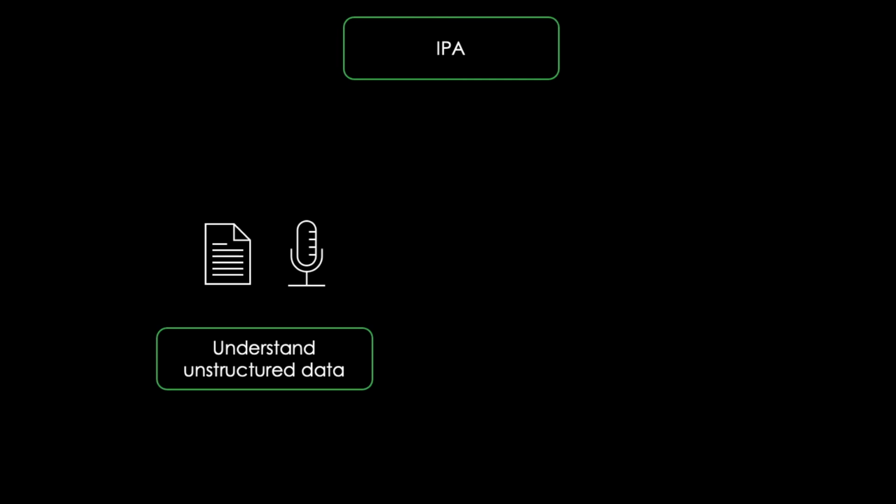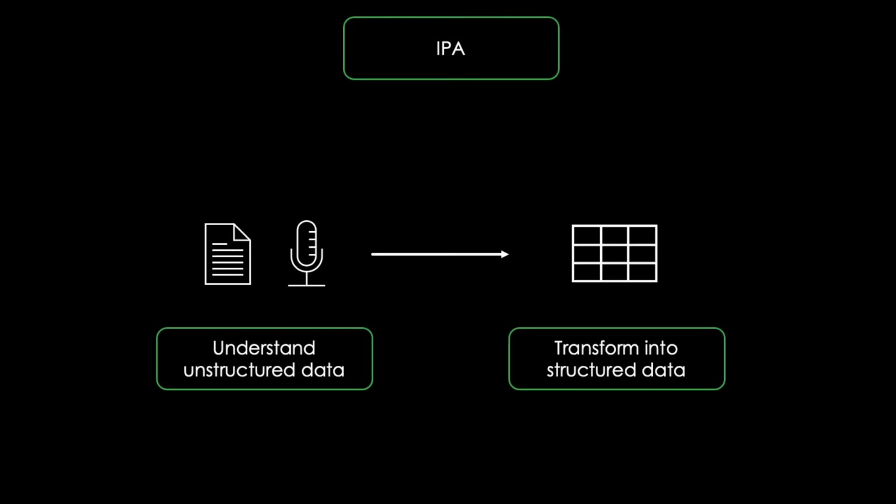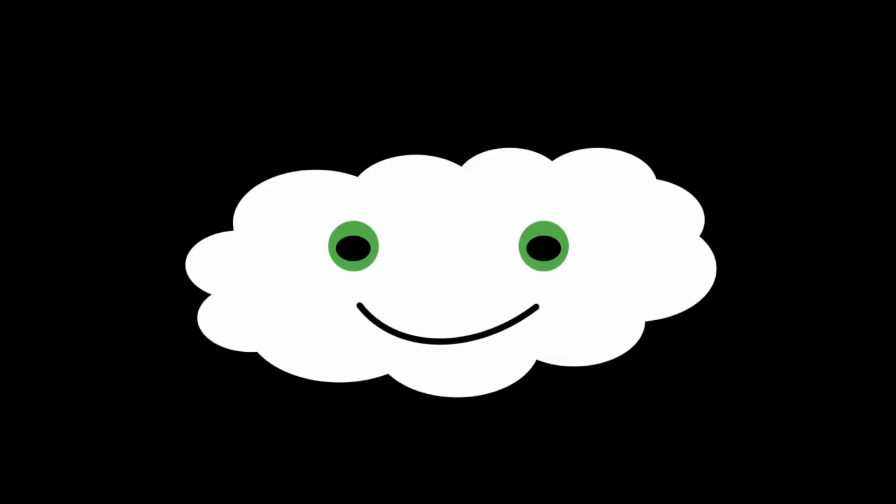Unlike RPA, IPA is able to understand unstructured data, such as text or voice inputs, which makes it immensely powerful. IPA can, for instance, take text or voice inputs and turn it into structured data, which can then be used by RPA. This means that in the end, you should not see those kind of technologies as exclusive, but rather as complementary. Now you should have a pretty good idea about the differences between RPA and IPA.